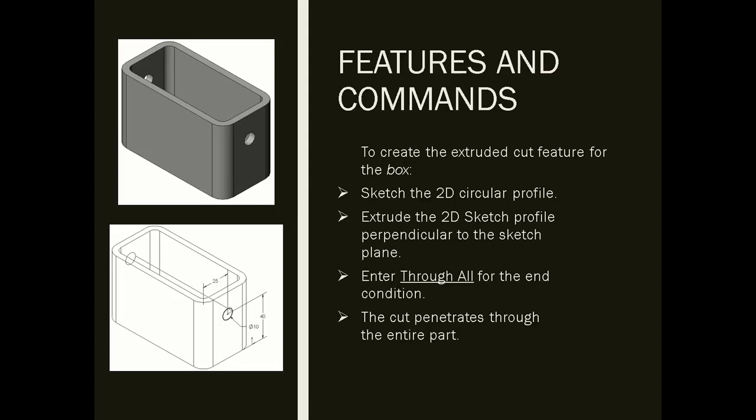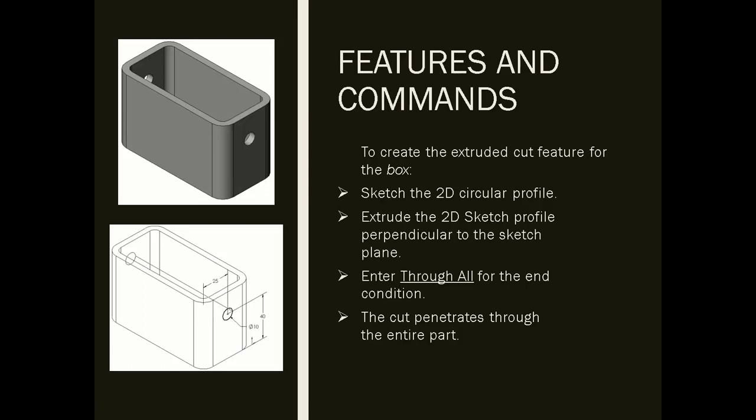To create the extruded cut feature in the box, you'll just select the plane you want to sketch on, so this outside plane. You will sketch a 2D circular profile. Remember, you need to have its size dimension, like a diameter of 10, plus its placement. Features need 2 placements if they have no relationships added to them. So we have how far it's placed from our bottom datum, and how far it's placed from our side datum.